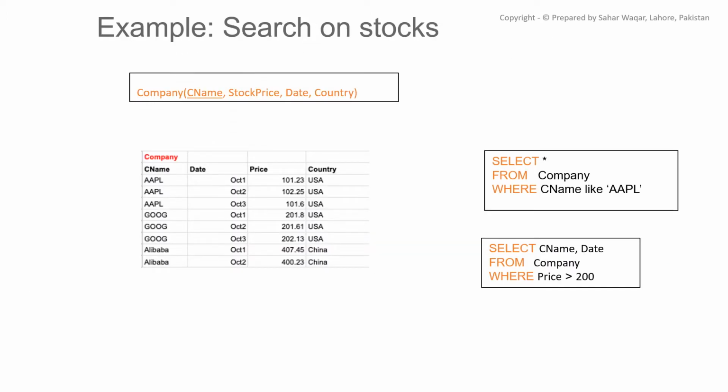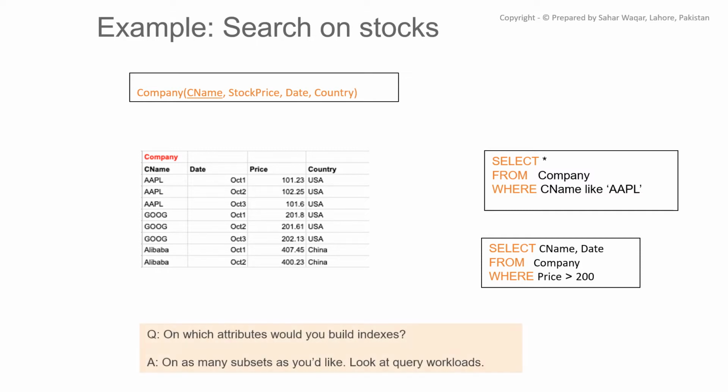Let's suppose we have a company relation with four attributes: company name, stock price, date, and country. We have a query load of two queries. In the first query, all tuples with company name AAPL were asked for, and in the second query, those company names and their data were retrieved whose stock prices were greater than 200. What should be your opinion for the indexed attribute? So we can pick any attribute or set of attributes, but we must look at the query workload first. That is, what kind of queries are coming from users, what type of attributes are being used in searching, etc.